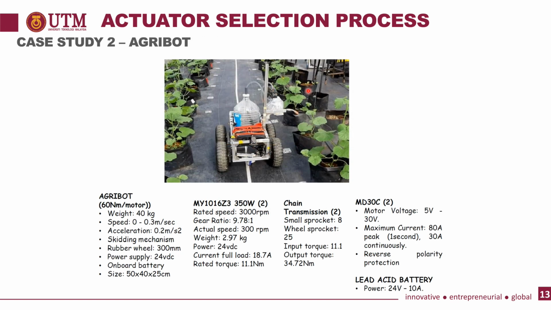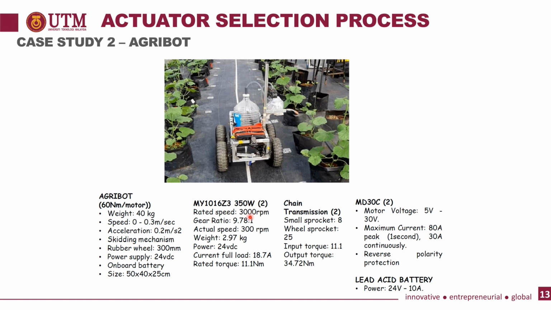Next we have the example of the agribot. For the agribot, we have 16 newton meter per motor, because the weight of the robot is 40 kilograms, and we consider the speed, the acceleration, and also the skidding mechanism. We also have rubber wheels, so obviously rubber wheels will have some frictional force. The power supply for the motor is 24 volt DC, from an onboard battery. And this is the motor that we are using, a 350 watt motor.